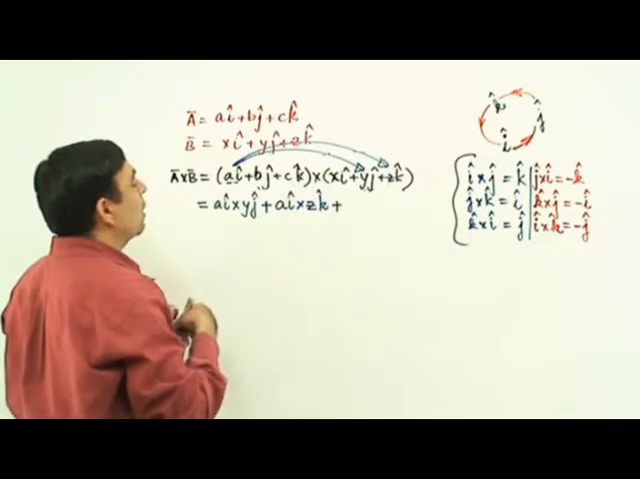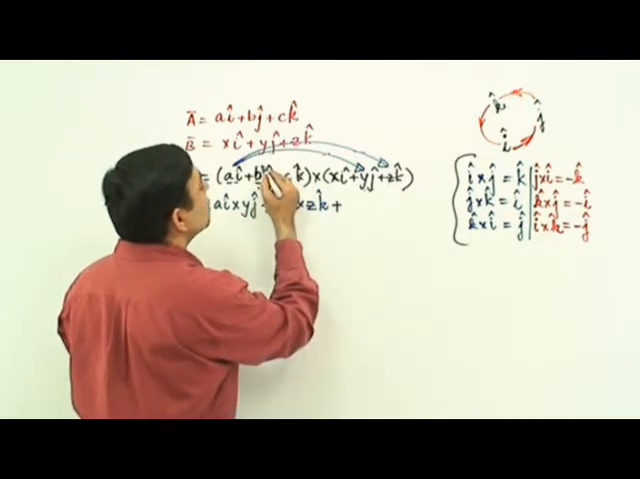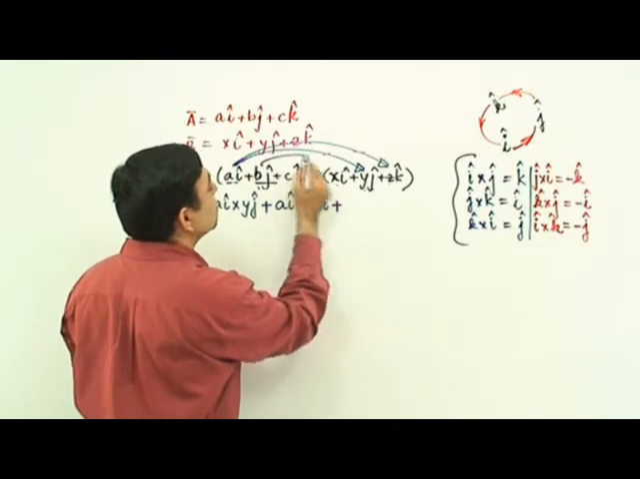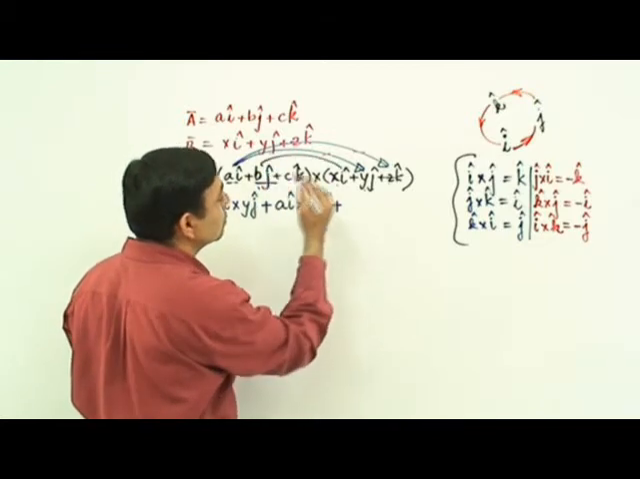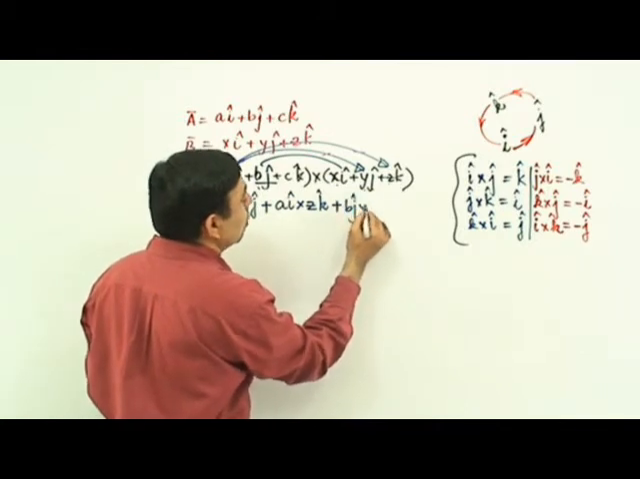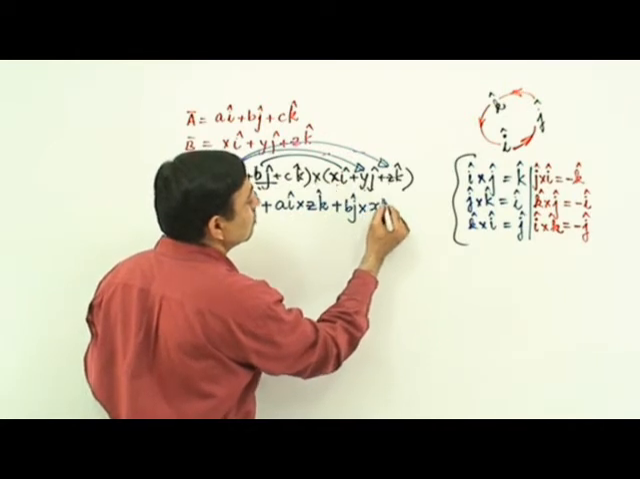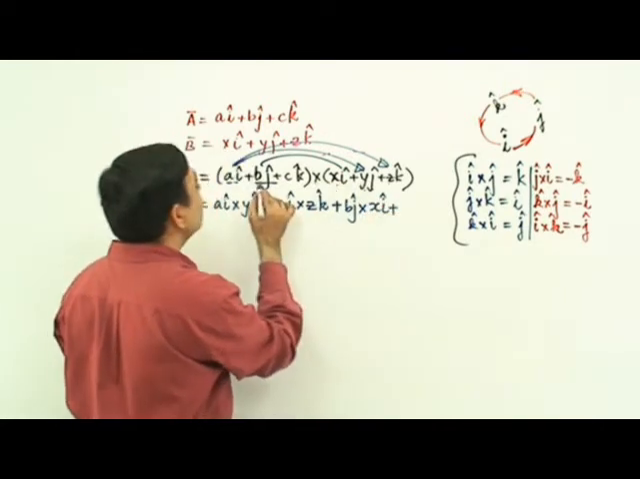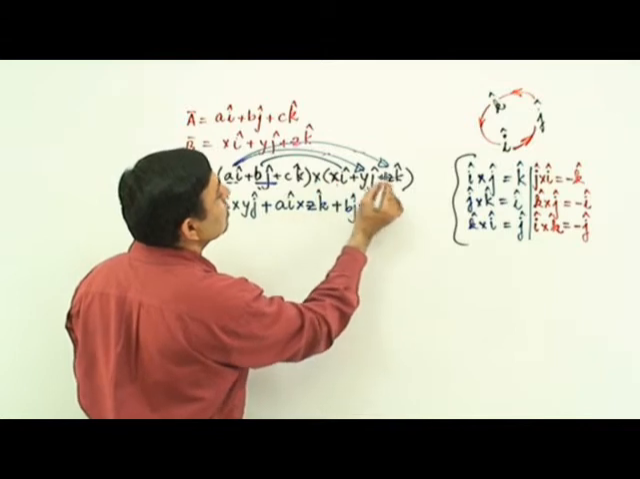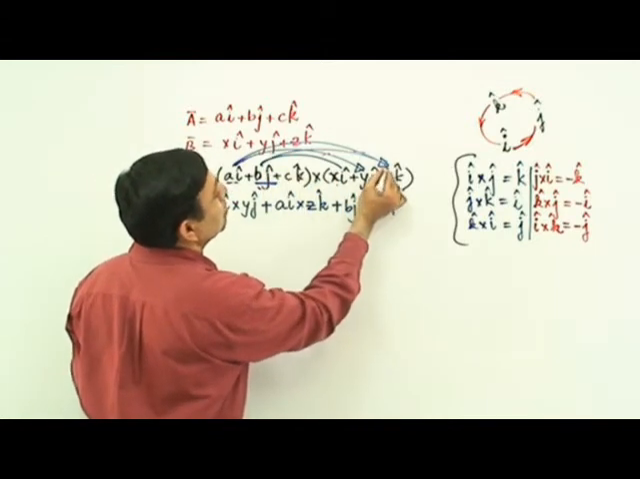Now let me take this other term bj. So bj cross xi, because j cross i is not 0, only j cross j is 0, fine. So bj cross xi, and one more term here, bj cross this term, I need to take now.